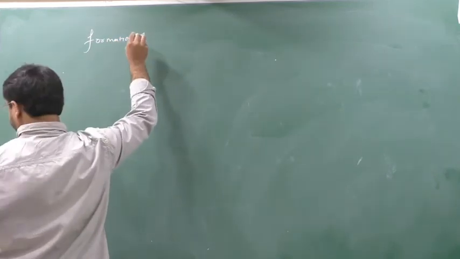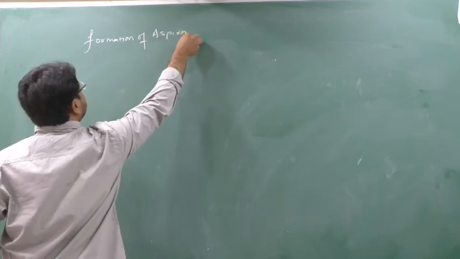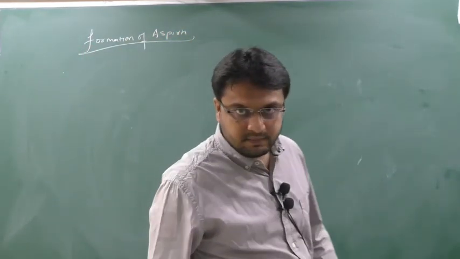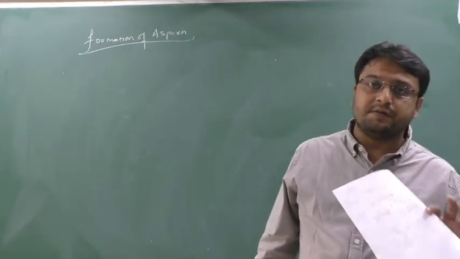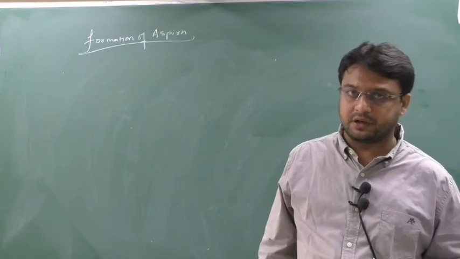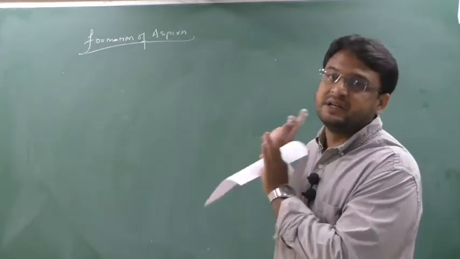Formation of aspirin. See, aspirin is formed from salicylic acid. Aspirin is always formed from salicylic acid. And who is giving us salicylic acid? The Kolbe reaction. Remember, which I have done. So I am not doing that reaction directly. I will start from salicylic acid.